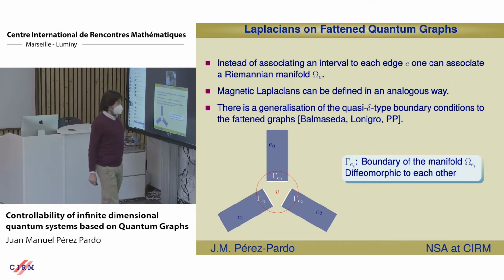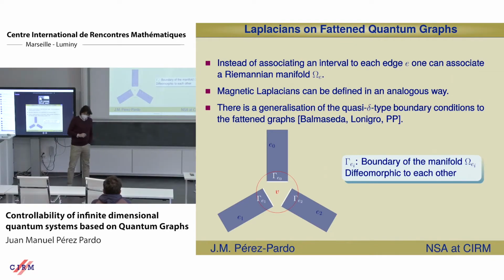So what I'm going to tell you, or what we can do, is select an analog of these quasi-delta periodic boundary conditions also at the level of these fattened quantum graphs. And here is just a picture of how we can do that. So now these blue blocks there represent these fattened edges, so we consider them to be Riemannian manifolds. And what we need to ask is that each of these edges has some boundary, which are this gamma E0, gamma E1, gamma E2, and we need them to be diffeomorphic to each other. So if they're diffeomorphic to each other, in particular they're diffeomorphic to some reference manifold, we can implement exactly the same boundary conditions using some unitary equivalence that we can build using that diffeomorphisms. Okay, so in the end, we are going to get exactly the same boundary conditions.